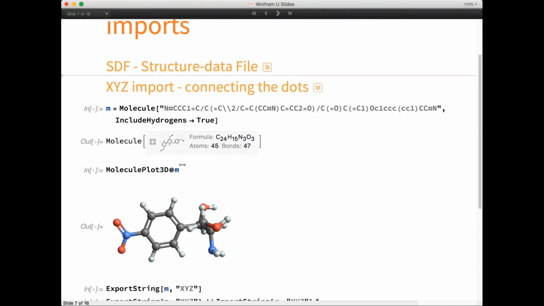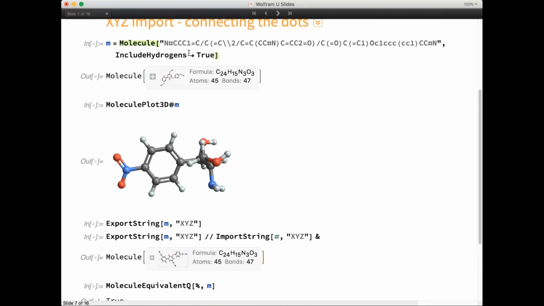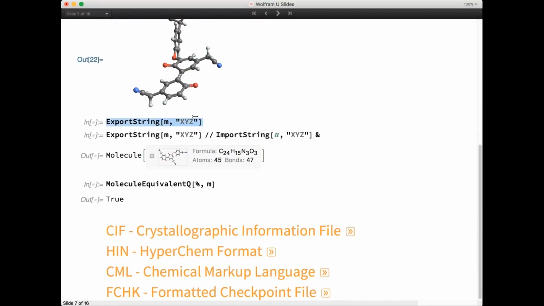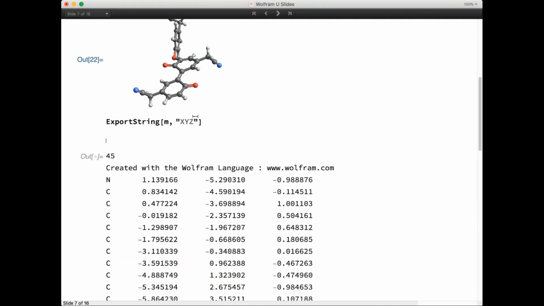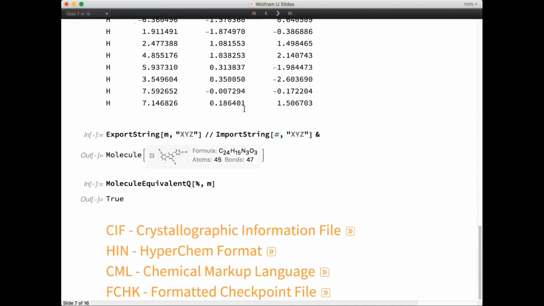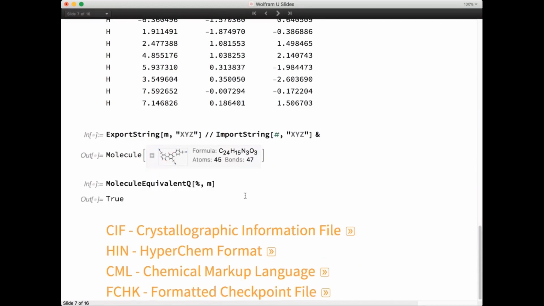And so when you bring it in to the Wolfram Language, it'll oftentimes have information missing. So here, let's do this. Let's say M equals this molecule. We generate 3D coordinates for it and we plot it. Here we have it. And let's go ahead and export string of that in an XYZ format. So this just gives you the atoms and their atomic coordinates. And then if we import it, then it has to figure out the bonds on the fly from that. And so that's actually pretty interesting.